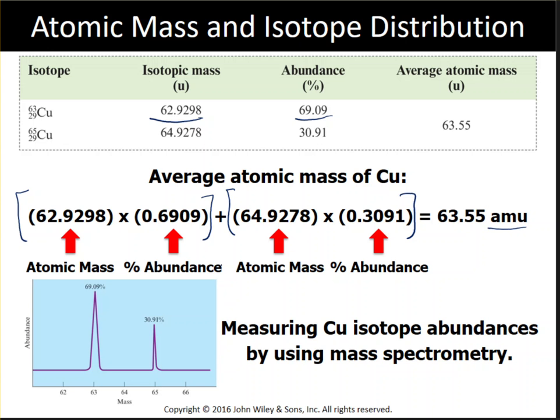And also keep in mind that this is the percent abundance, meaning the abundance that's given to you divided by 100. So 69.09% is 0.6909, and 30.9% is 0.3091.